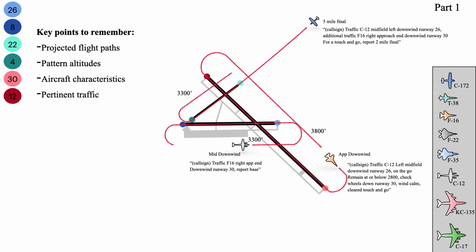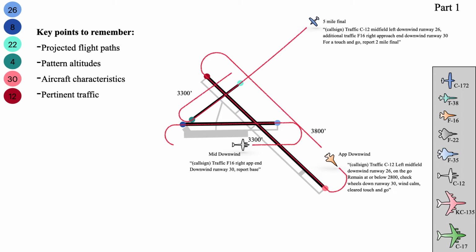"Cessna Eta Delta, traffic C-12, left midfield downwind, runway 26. Additional traffic F-16, right approach in downwind, runway 30, for a touch and go. Report 2 mile final." So in this scenario, I want to make sure he understands there's a C-12 conducting a landing to a runway that intersects his runway. Also, that there's an F-16 conducting a landing approach to a different runway that's intersecting, and the type of landing that he's doing, which is a touch and go.